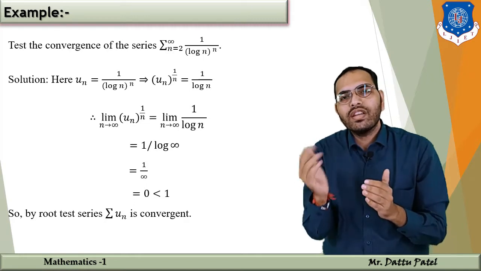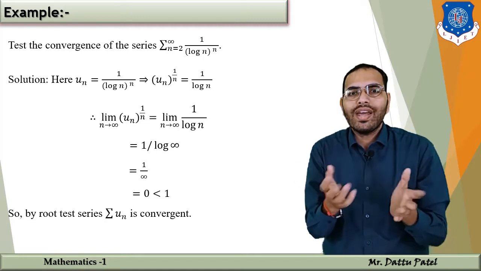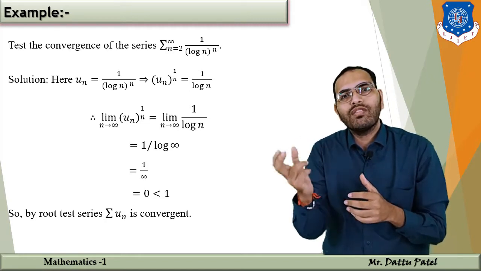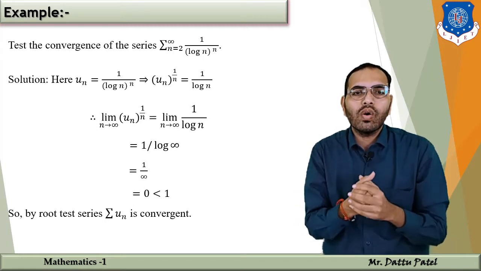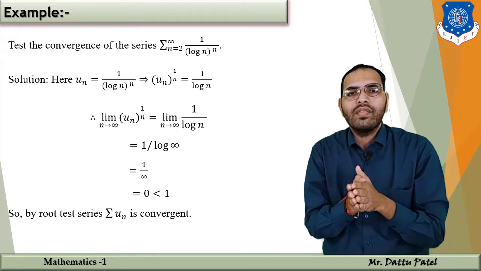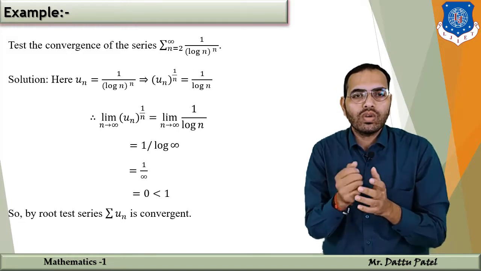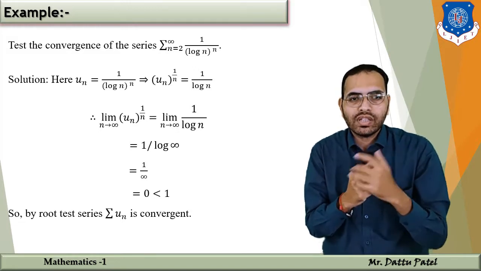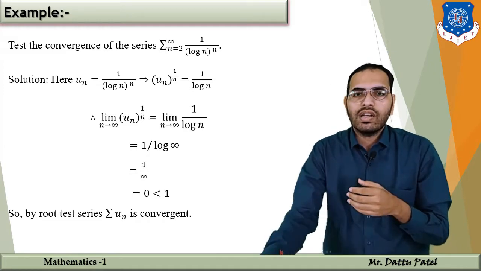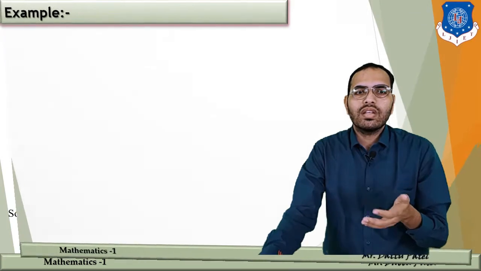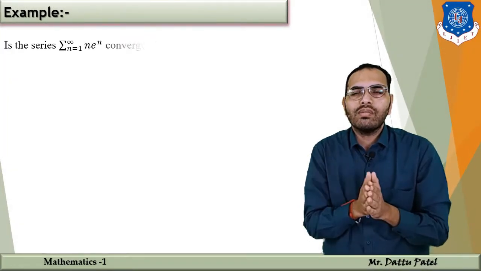Now apply n as infinity. You all are aware that the value of log infinity is infinity, then 1 upon infinity is 0, which is less than 1. Then according to the condition of the root test, if the limit is less than 1, we can say that the given series is convergent. Now let's check out one more example.